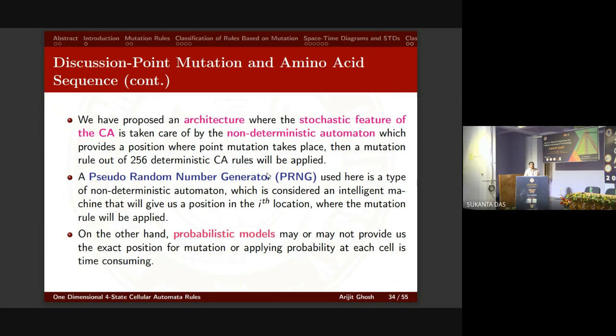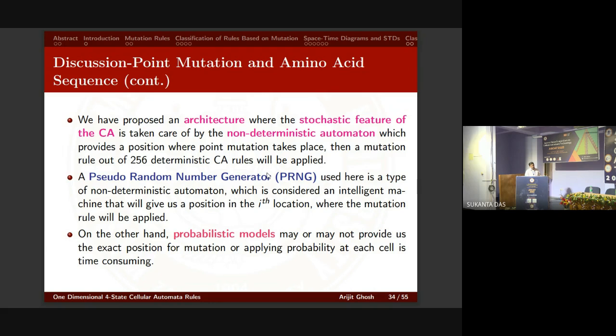We have proposed an architecture where the stochastic feature of the cellular automaton is taken care of by the non-deterministic automaton, which provides a position where point mutation takes place. And then a rule out of 256 deterministic CA rules will be applied. A pseudo-random number generator used here is a type of non-deterministic automaton, which is considered an intelligent machine that will provide us a position in the ith location where the mutation rule will be applied.